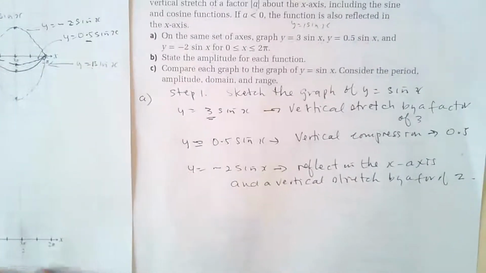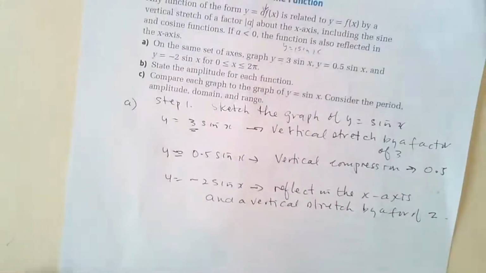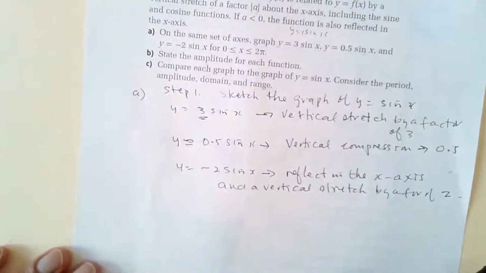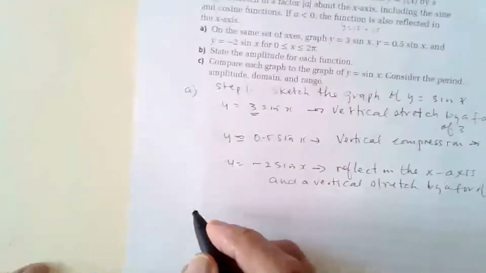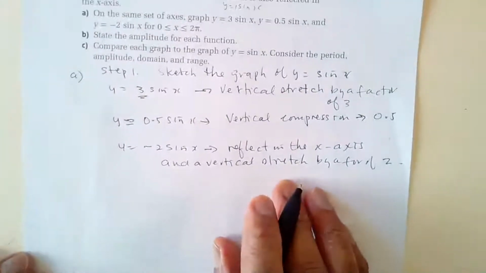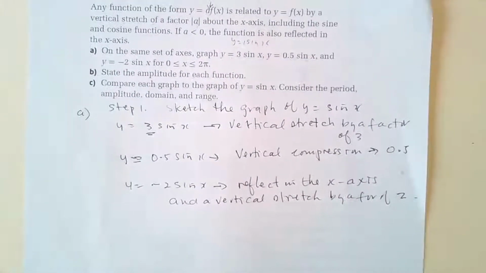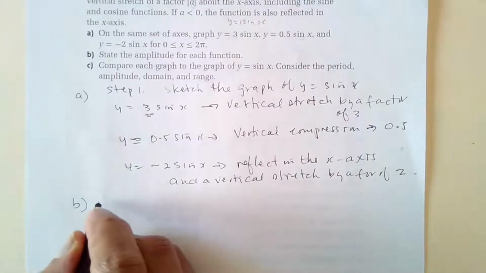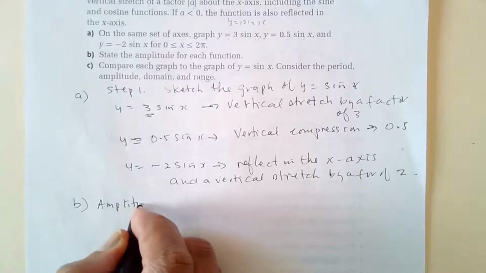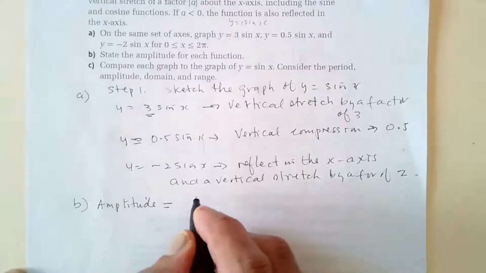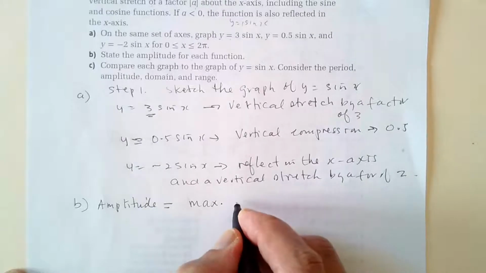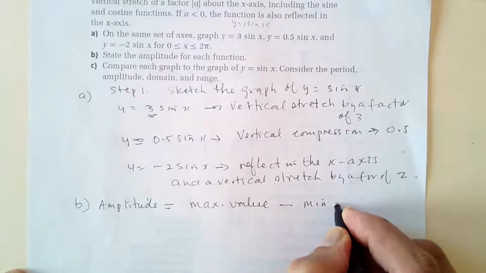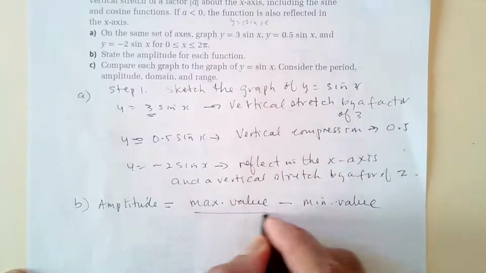Okay. Now, what happens when we determine the amplitude of each function? The amplitude of each function, we can use a formula. Amplitude is equal to the maximum value minus your minimum value, divided by 2.